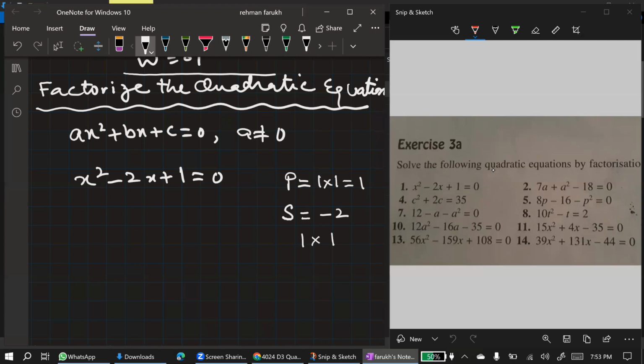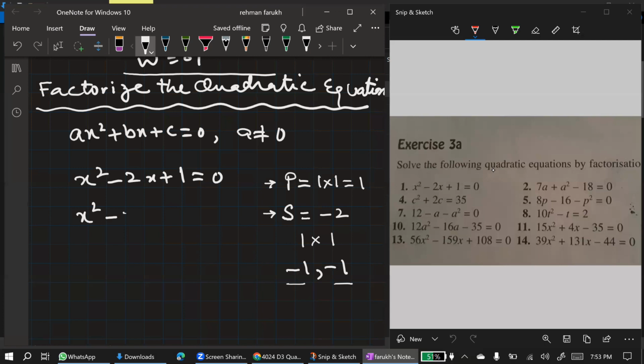Minus 1x, minus 1x. Yes. We will write down minus 1 and minus 1. When we multiply this minus 1 with minus 1, we get the product 1. And when we add minus 1 and minus 1, we get the sum minus 2. Now we will break the middle term minus 2x and write minus 2x as minus 1x and minus 1x.